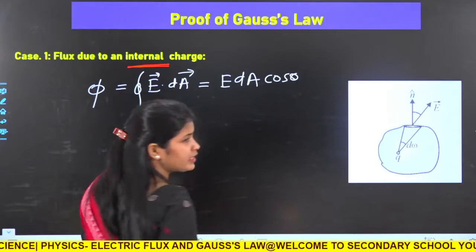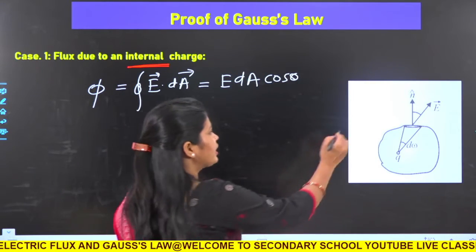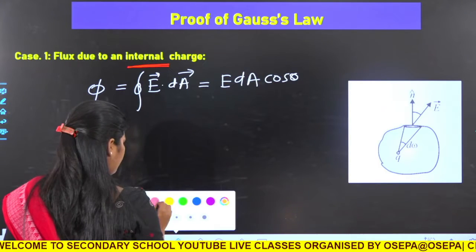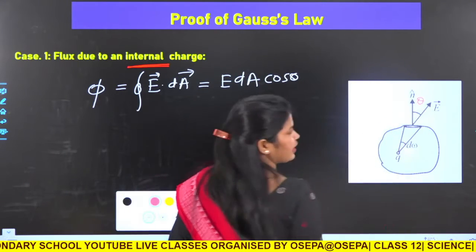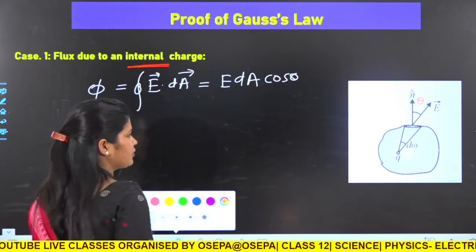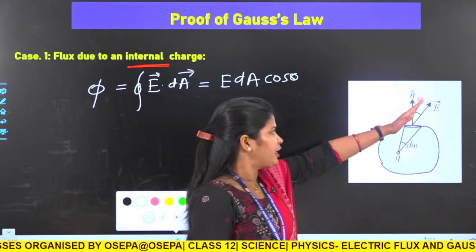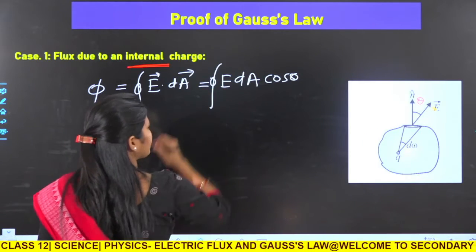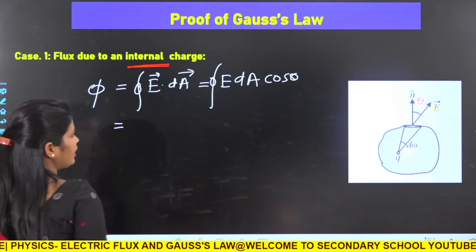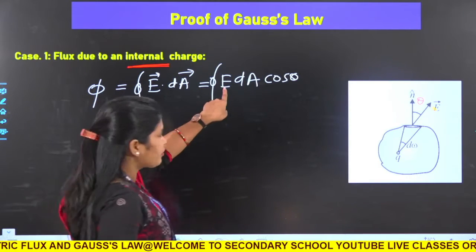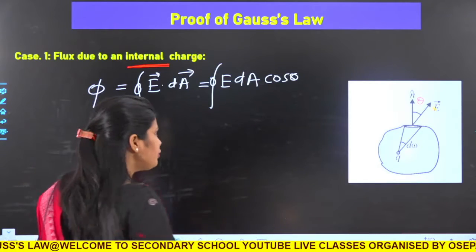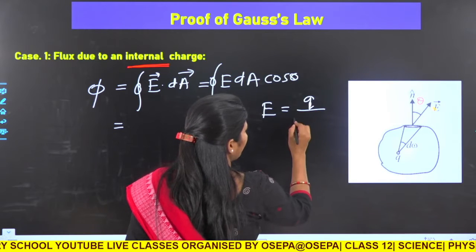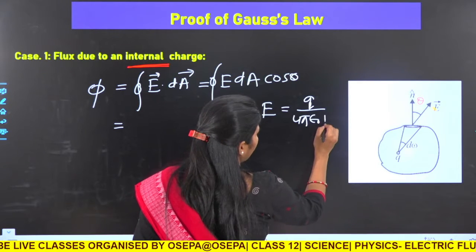Okay, this is equal to E dA cos theta. What is theta? Theta is the angle between the electric field and the area vector. Suppose this is the theta angle, the angle between the area vector and the electric field vector. So closed integral of E dA cos theta. Okay, that is equal to, what is the electric field from Coulomb's law? We know that E is equal to Q by 4 pi epsilon naught r square.